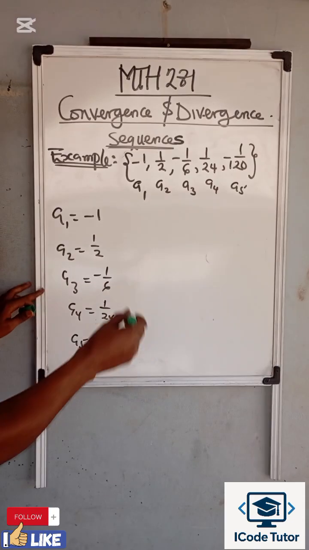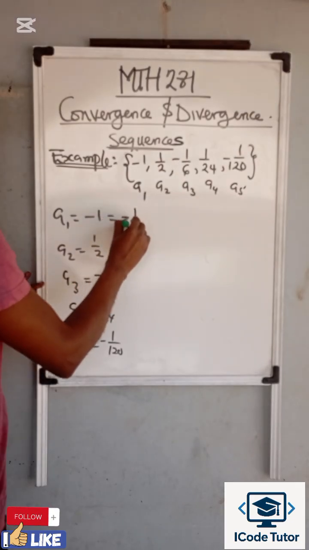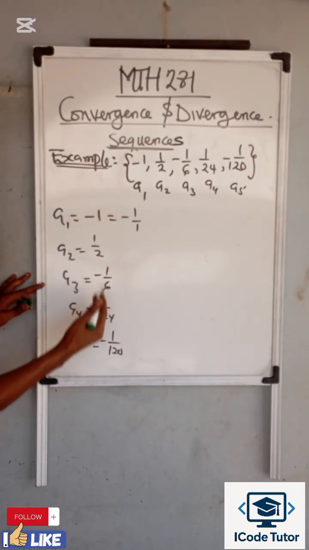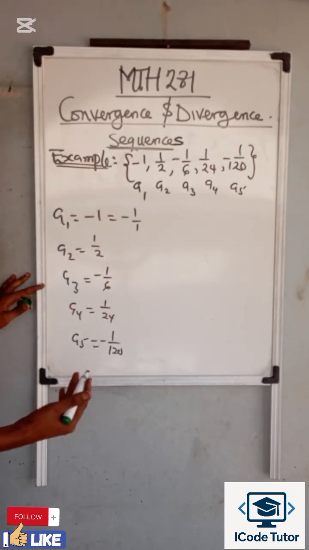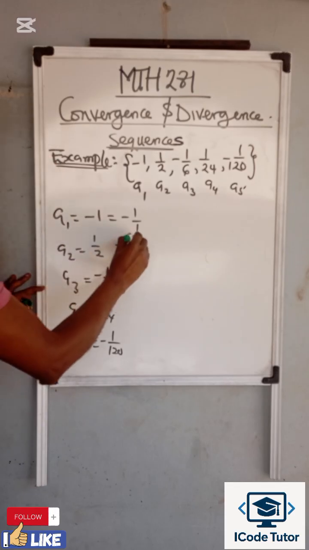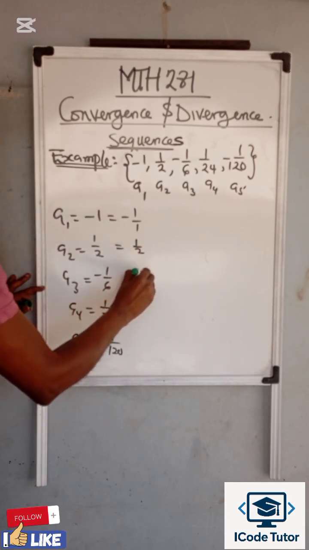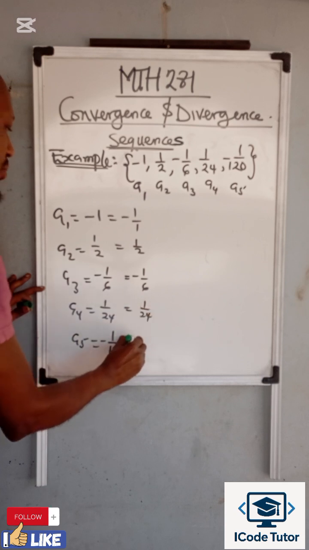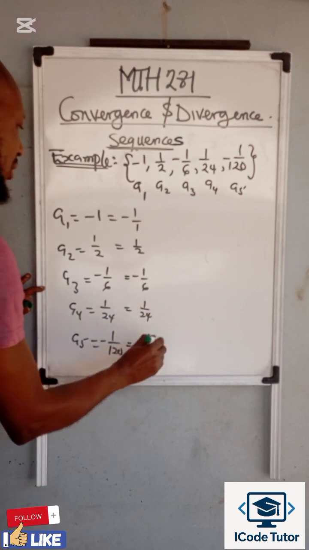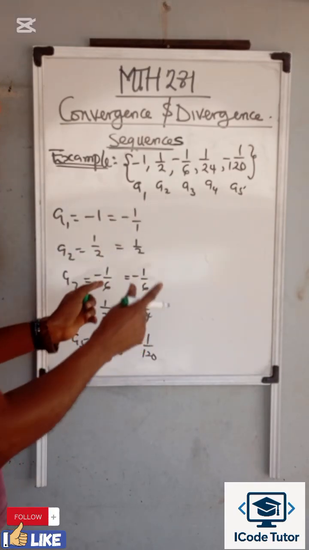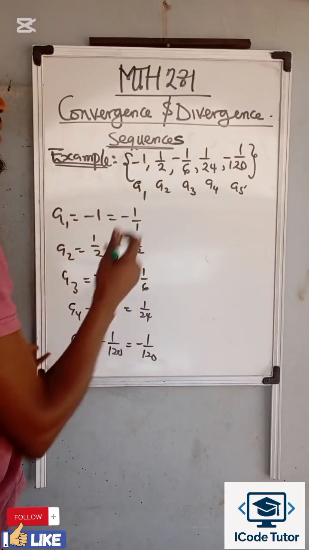Now, what comes to them? That means that this one will be what? Minus 1 over 1, because all these sequences given are what? All these series given are what? They are in fractions. That means that this one will be 1 over 2, minus 1 over 6, 1 over 24, minus 1 over 120. Now, how do we come up? How do you think we can derive the sequences for this particular series?